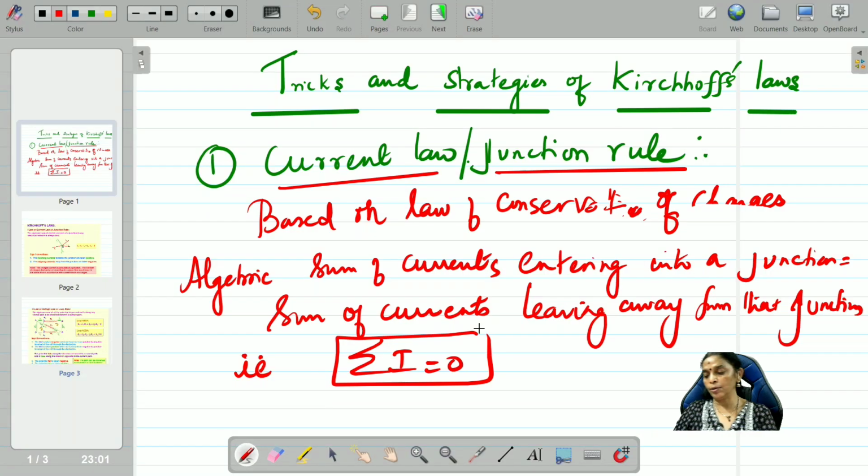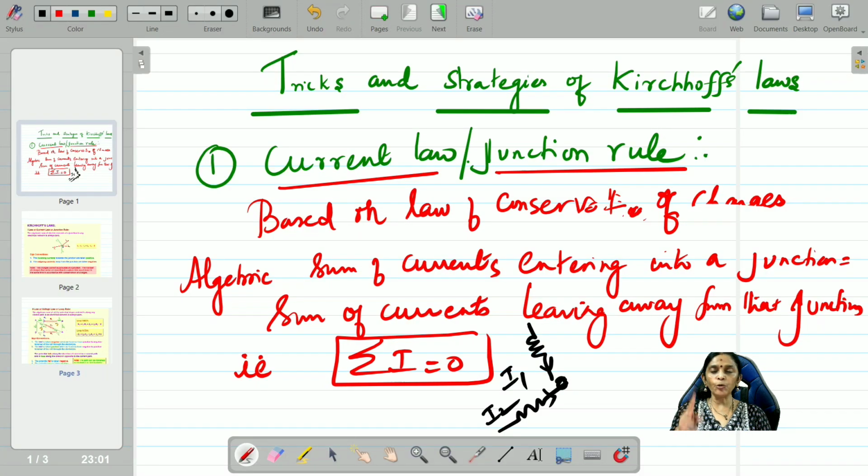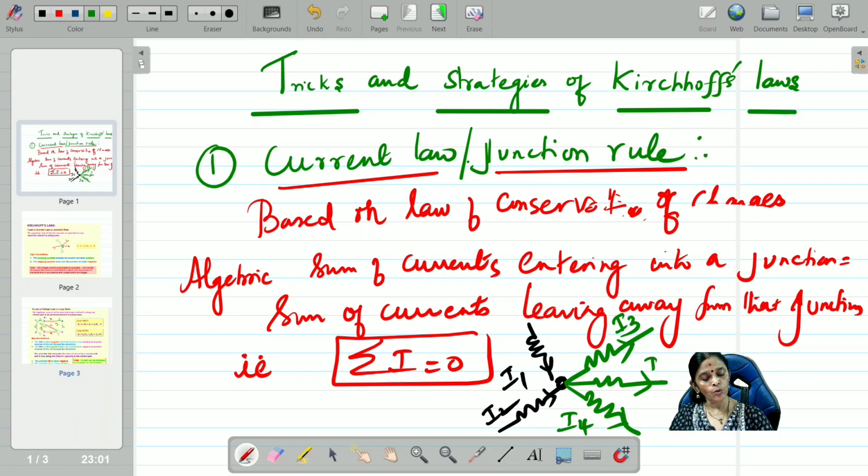What is sigma I is equal to 0? Let us suppose O is the junction. Let us suppose I1 is the current entering in, and I2 is also a current entering in. These are the two currents which are entering in. What are the currents which are leaving out? Let us suppose I3 is the current leaving out, I4 is leaving out, and also I5 is leaving out.